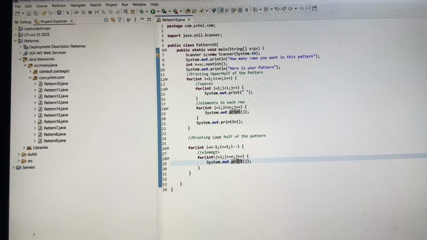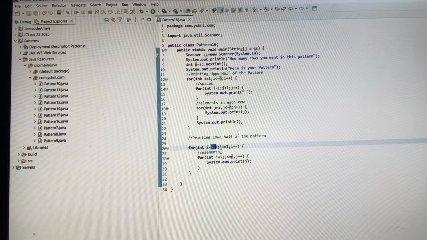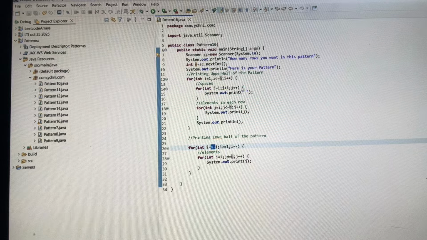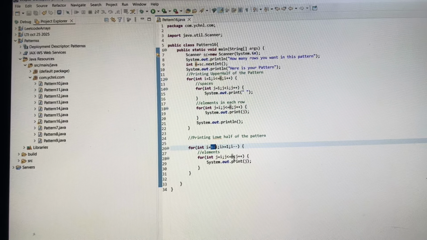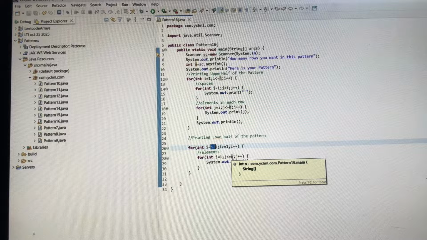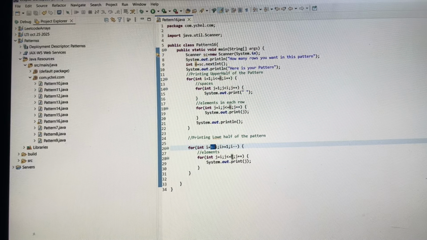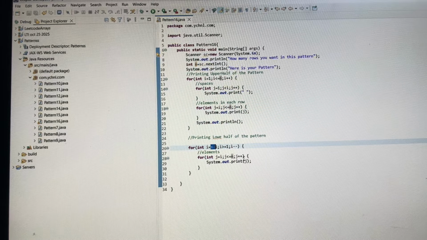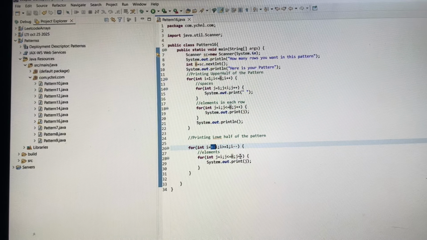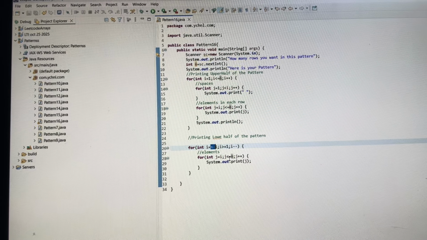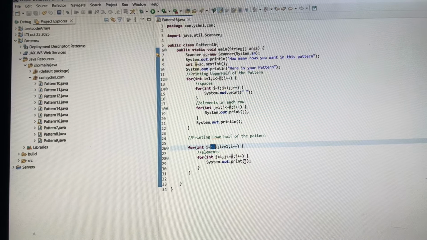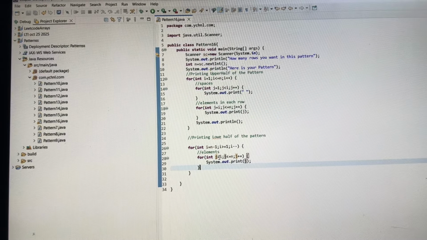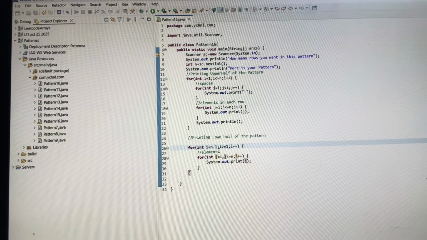For the elements, right? j is equal to 7 minus 1, which is 6. The j value is 6, and 6 is less than or equal to 7. This condition is true, so it will print the 6 element. After that, j plus plus means 6 plus plus is 7, and 7 is less than or equal to 7, right? This condition is also true. That's why it will print two elements in the first row, 6 and 7. Like that it will repeat.